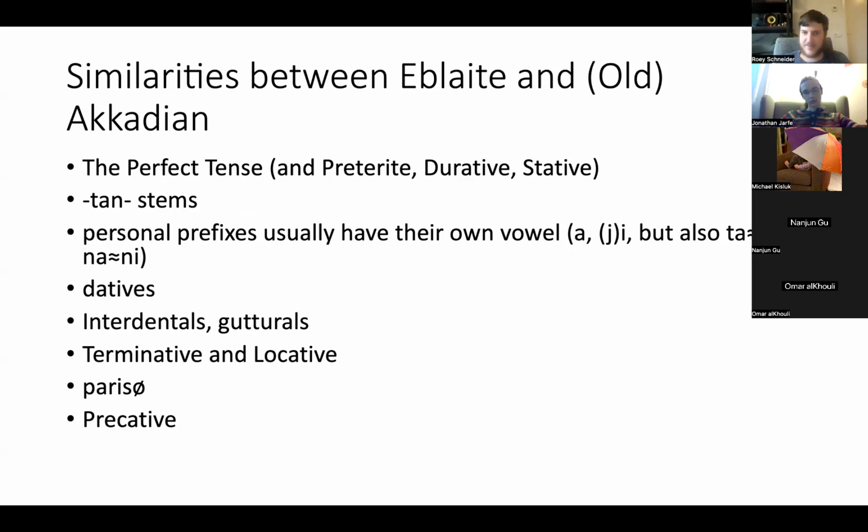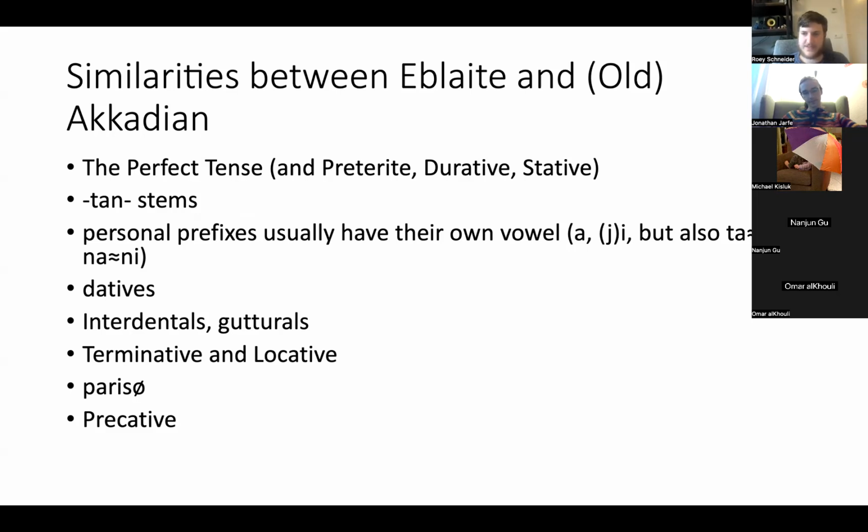There's no internal suffix. There are T stems. There are ton stems. Personal prefixes usually have their own vowel. So like aprus as opposed to iprus. Aprus, I have cut. Iprus, he has cut. Which in Arabic have the same vowel, taf'al, af'al. For example, but there are also nani and tati pairs.